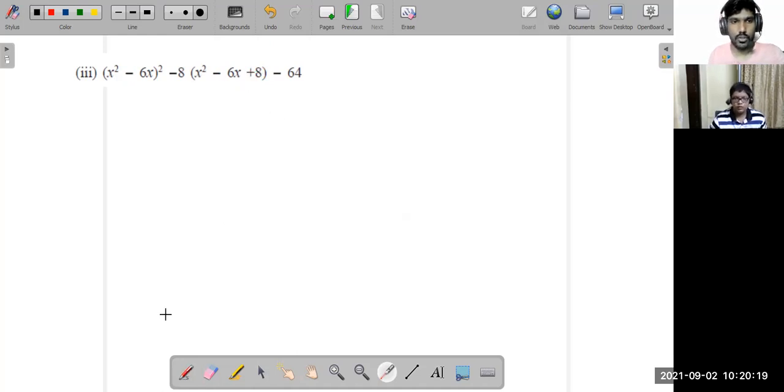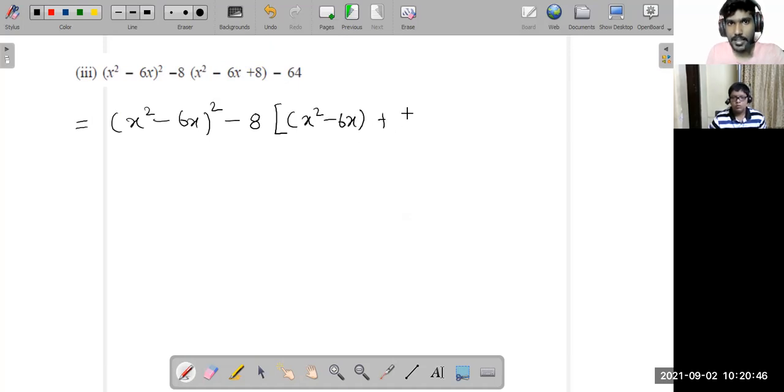So let's see what to do about that. The question is x squared minus 6x whole bracket square, plus 8 times, minus 8. Now these terms inside, I'm just separating them. x squared minus 6x in the first bracket and this 8 in the second bracket. I'm just separating it and writing it in brackets and nothing else.